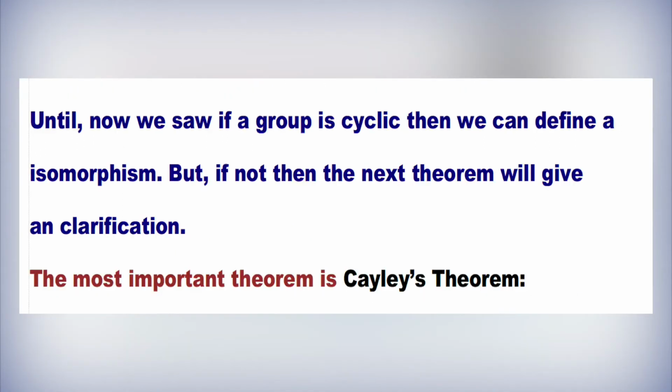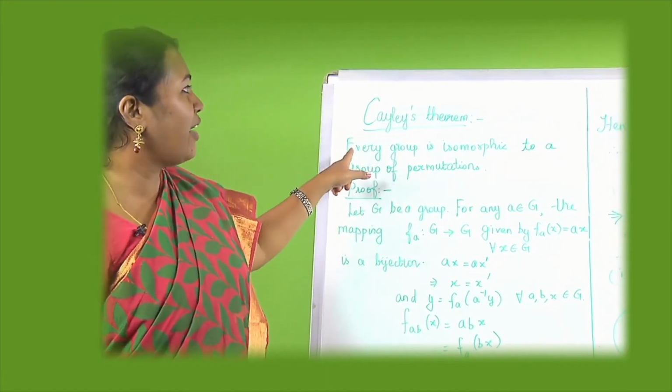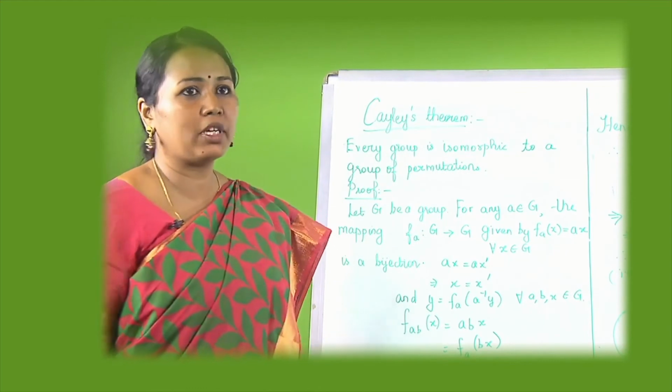Until now, we saw that if a group is cyclic, then we can define an isomorphism. But if not, then the next theorem will give a clarification. The most important theorem is Cayley's theorem. We shall now see Cayley's theorem. Cayley's theorem says that every group is isomorphic to a group of permutations.